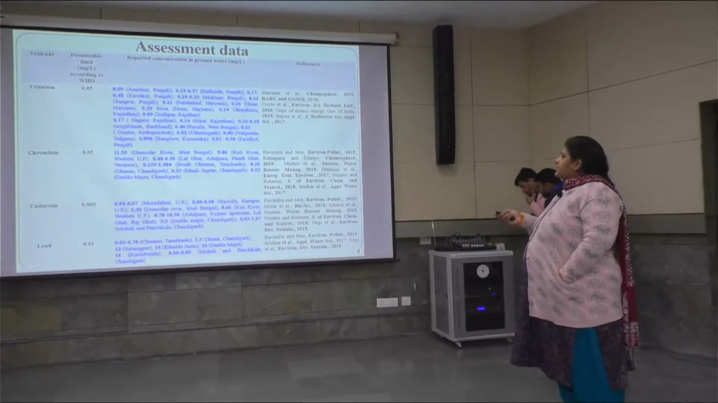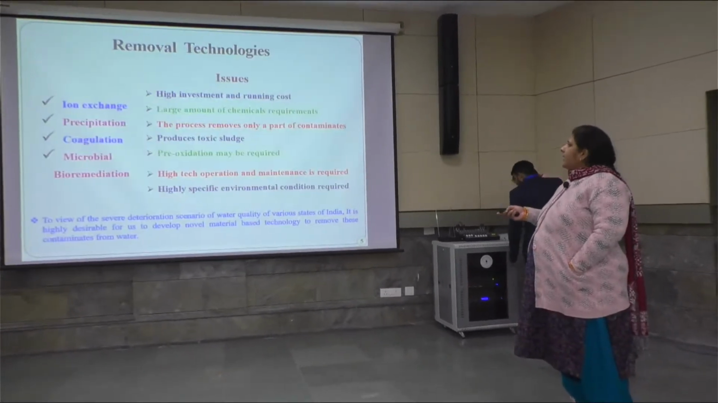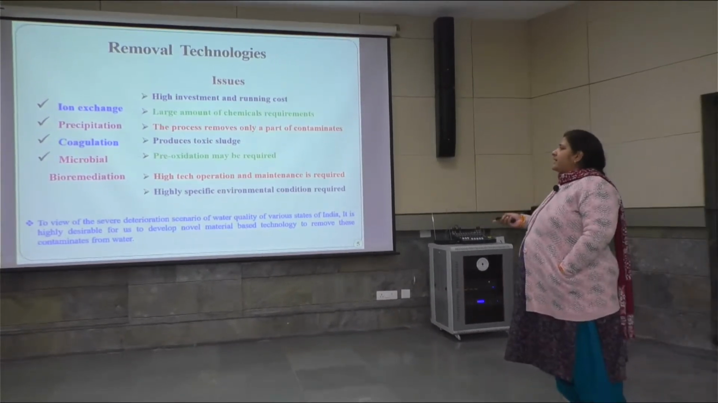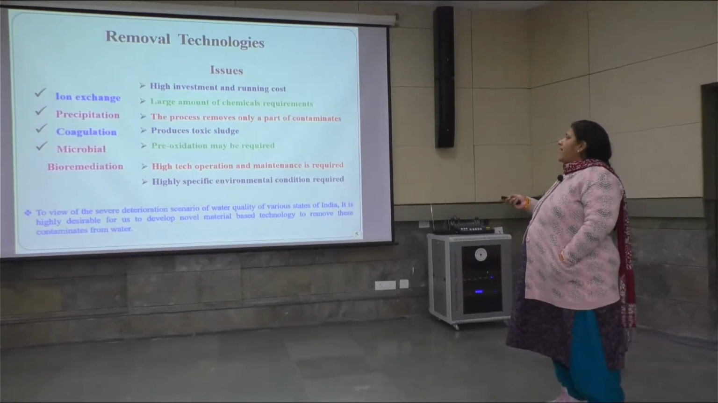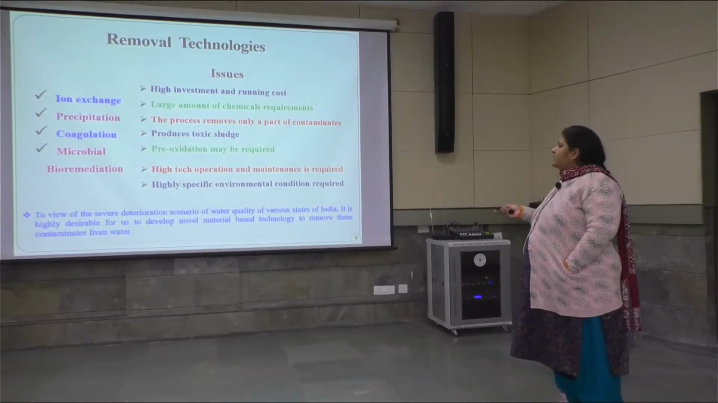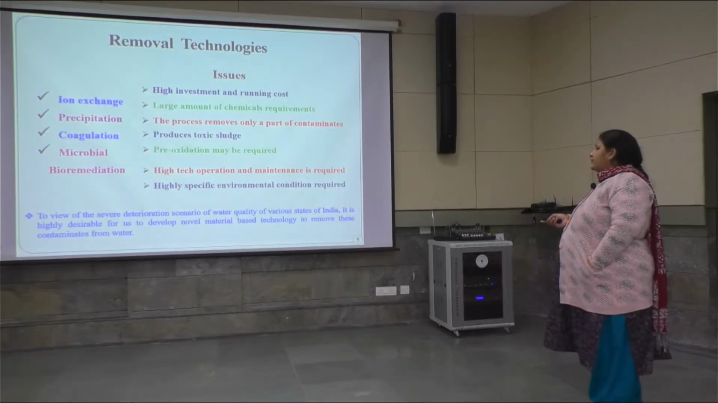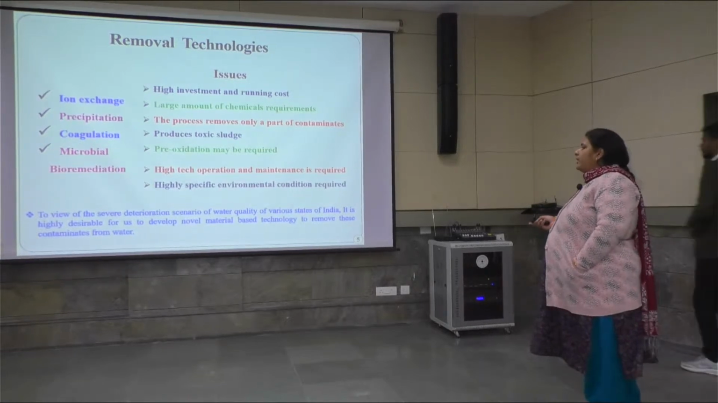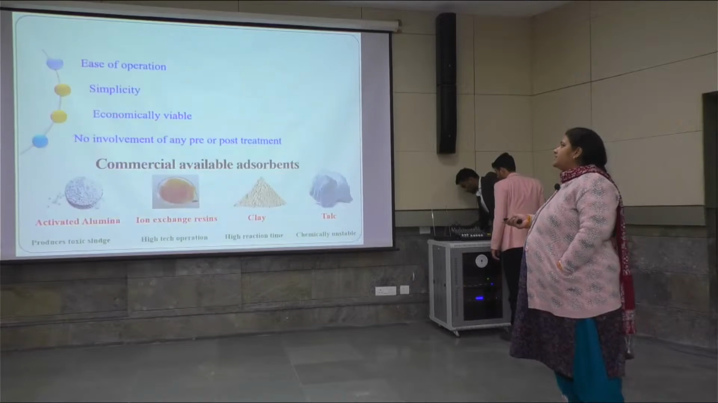This slide represents the assessment data of uranium, chromium, cadmium, and various heavy metals and radionuclide ions. In literature, there are so many removal technologies available like ion exchange, precipitation, coagulation, microbial biodegradation. But these have severe issues like high investment and running costs. Some technologies produce toxic sludge. Some technologies have high-tech operation and maintenance costs. So in view of the severe deterioration scenario of the water quality of various states of India, it is highly desirable for us to develop novel material-based technology to remove radionuclides and heavy metal ions from water.